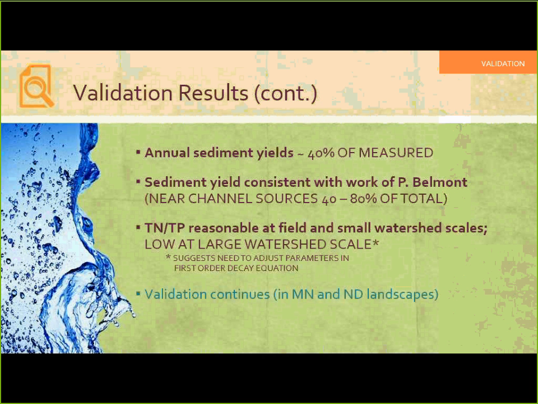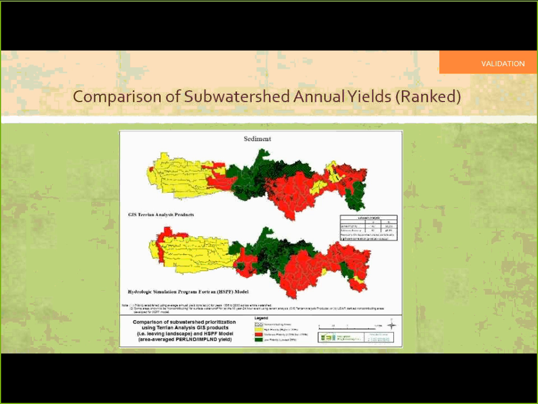The total nitrogen and the total phosphorus loads and yields seem reasonable at the edge of field scale, and at the small watershed scale. What we've learned is that they're off at the large watershed scale, and the reason is that some of the parameters in the model, which you can adjust, or within the application, I should say, probably need to be adjusted a bit. We're basically under-predicting in some cases those nutrient loads at a large watershed scale. Another way to check the results is through comparing information on a relative rank.